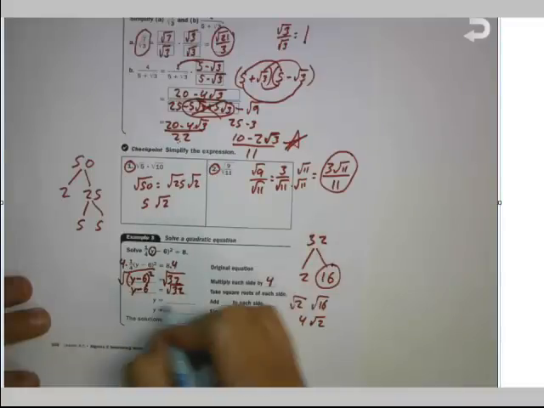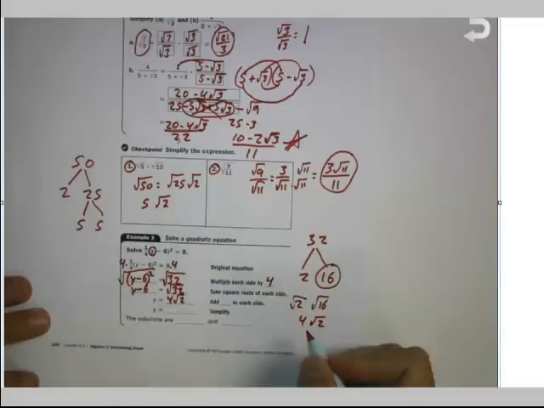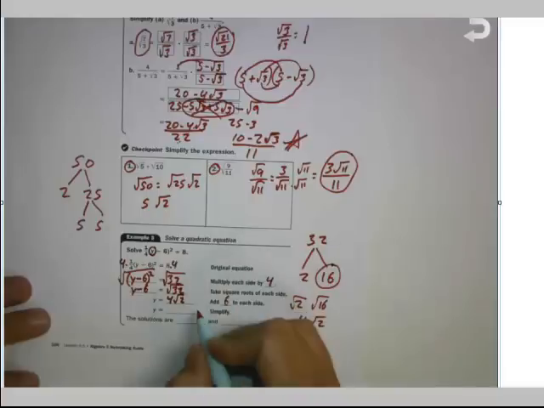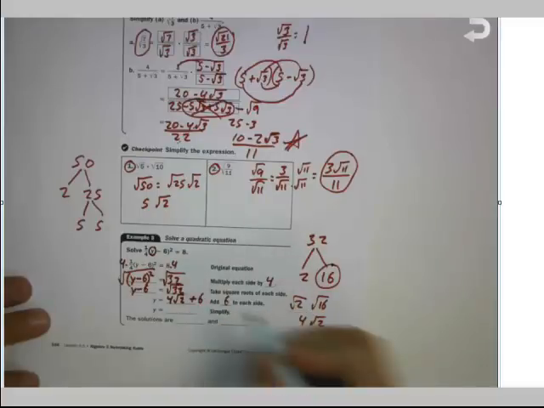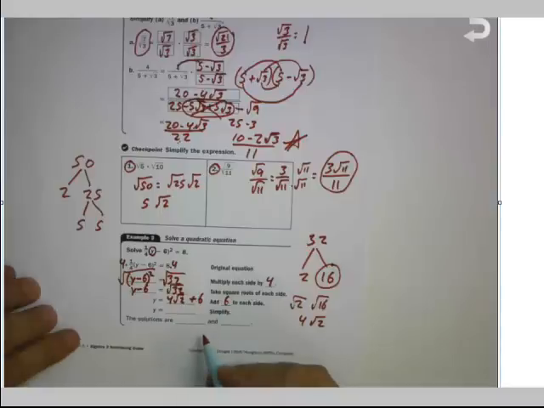Add 6 to both sides. I have 4 square roots of 2 plus 6. And that gets you to there.